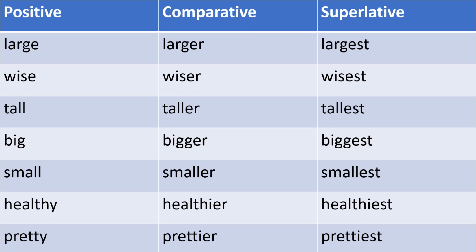Then we have healthy and pretty. Both of these adjectives end in Y. So, what we did here, we changed Y to I, then add ER in the comparative degree. Then, in superlative, we change Y to I and add EST. So, we have healthy, healthier, healthiest, pretty, prettier, prettiest.